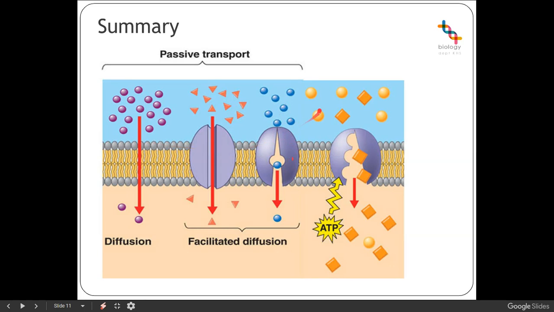These are all examples of passive transport because we're going from a high concentration to a low concentration, so we don't require any energy. We do also have active transport, where we're moving from a low concentration to a high concentration, and this is going to require energy. It's still a transporter protein, still having a conformational change and moving our molecules across the membrane, but it needs energy in order for that conformational change to happen.